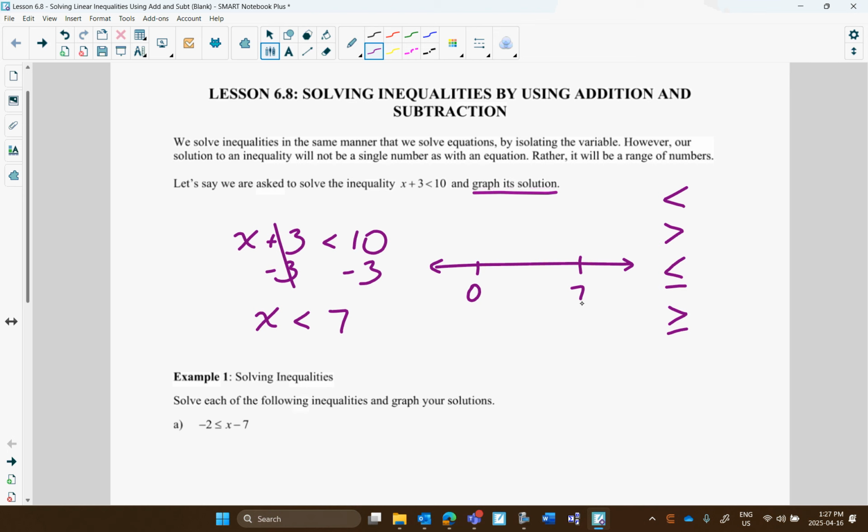So I start at 7 and put what kind of circle? Filled in. Am I including 7? No. So it's a hollow circle or open circle. That means we're not including 7. And then how do I show less than? Arrow to the left. Just like that.